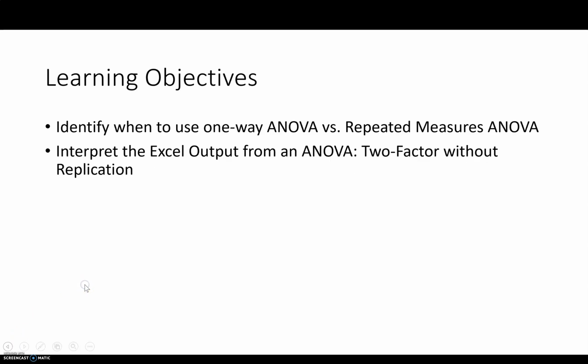All right, here's a brief introduction to repeated measures ANOVA. The learning objectives for this section are these: identifying when to use a one-way ANOVA versus a repeated measures ANOVA, and then interpreting the Excel output from an ANOVA two-factor without replication. So that's the title of the actual function that you'll use in Excel to do this type of ANOVA.